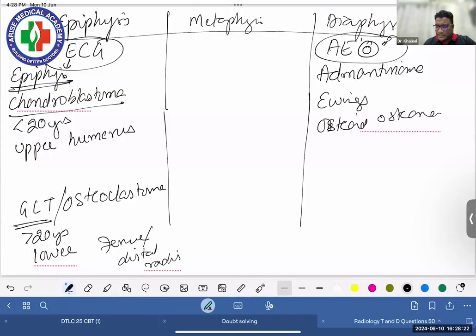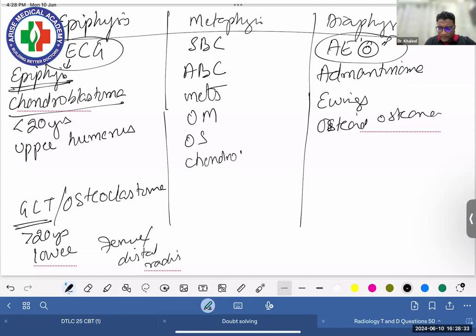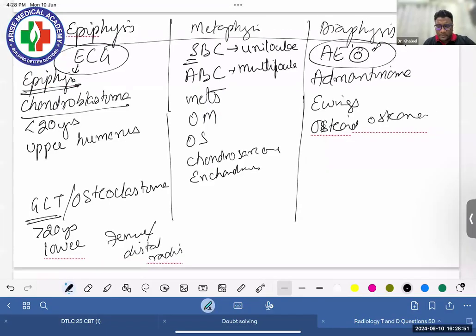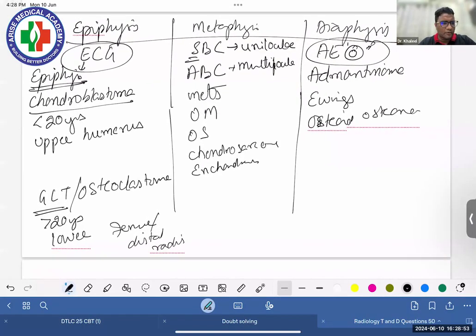Anything else you say? If I ask you where is simple bone cyst, where is aneurysmal bone cyst, where is metastasis, where is osteomyelitis, where is osteosarcoma, chondrosarcoma, where are enchondromas? You answer it as metaphysis. What is the difference? Simple bone cyst is unilocular, it's single. Aneurysmal bone cyst is multilocular. Both of them are in the metaphysis. One is unilocular, one is multilocular. So this is some brief thing just to revise. I hope that is fair.